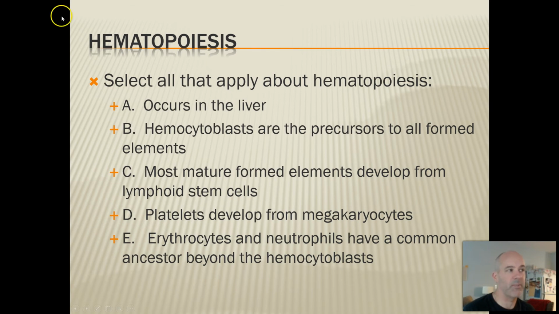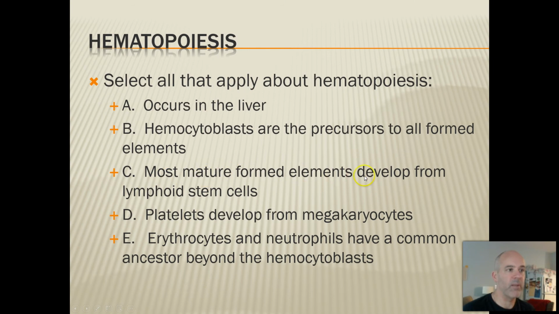All right, so this question is about blood cell formation. Select all that apply about hematopoiesis. Let's go through these. A, does it occur in the liver? No, it occurs in the bone marrow. Hemocytoblasts are the precursors to all of your formed elements. Yes, these are a type of stem cell. So those are unspecialized cells. As they divide over and over and over again, they can specialize into the various types of formed elements.